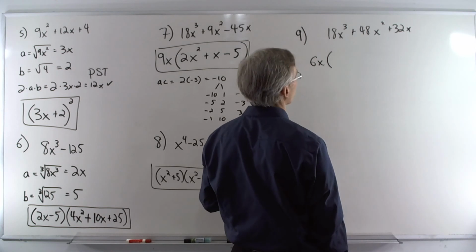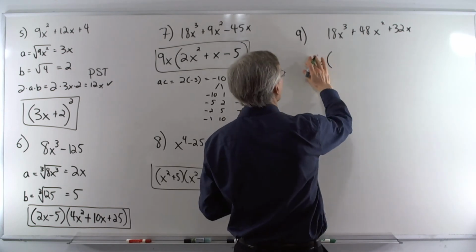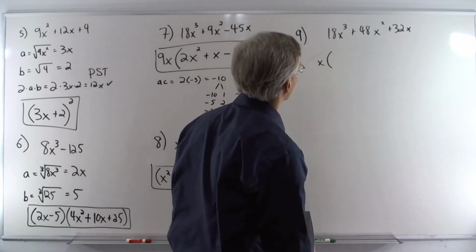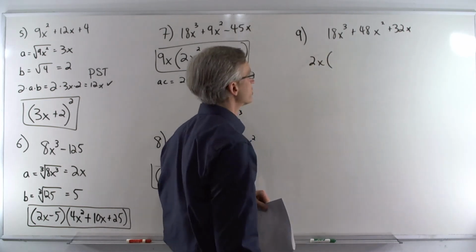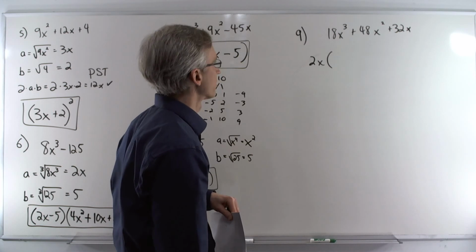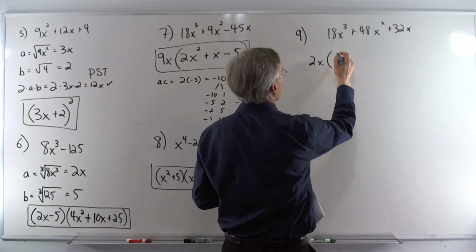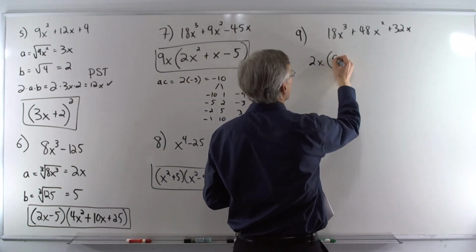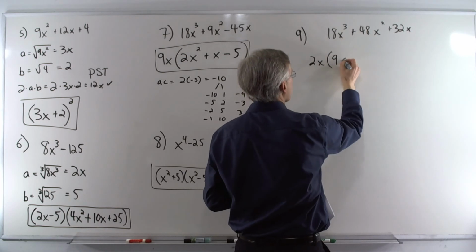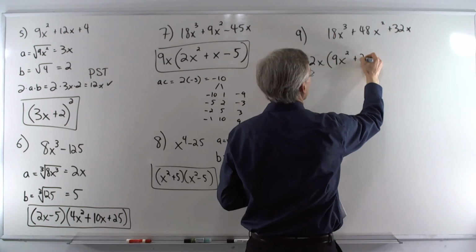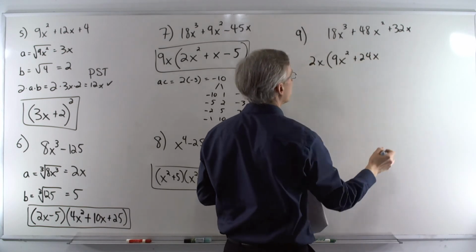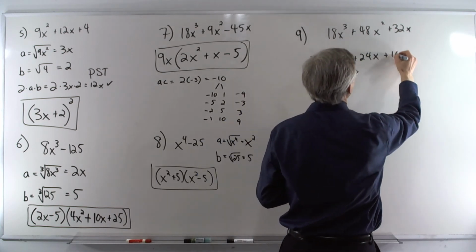Oh, no, that is not right. 6 does not divide into 32. What am I thinking? Biggest number that divides into all those is just 2x. So factor out a 2x. Okay, so 18 divided by 2 is 9. X to the third divided by x is x squared. 48 divided by 2 is 24. And then x remaining, plus 16.